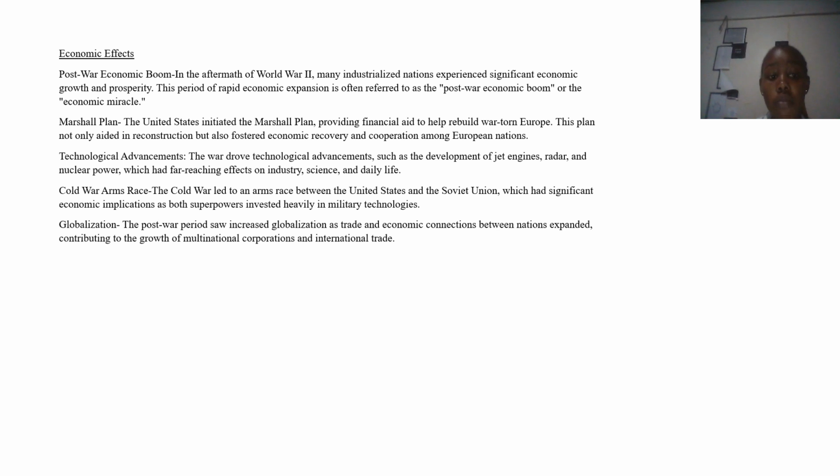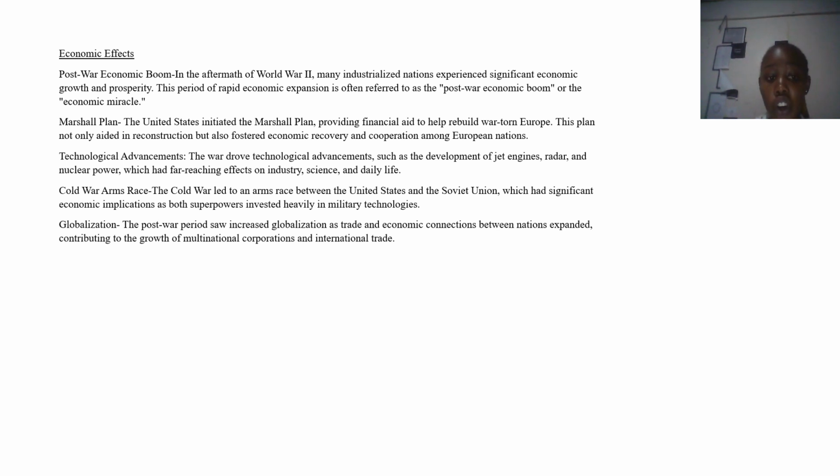Then we look at the economic effects of the war. The post-war economic boom. In the aftermath of World War II, many industries developed, for example, those which were used to produce weapons. This led to more production of weapons. Then there was the Marshall Plan. The United States initiated the Marshall Plan, providing financial aid to help war-torn Europe. This plan not only aided in reconstruction but also fostered economic recovery.